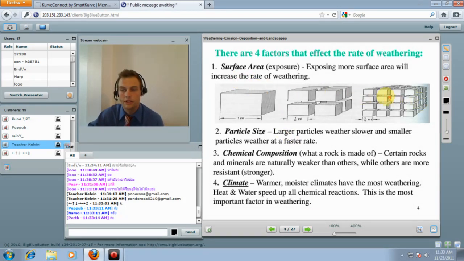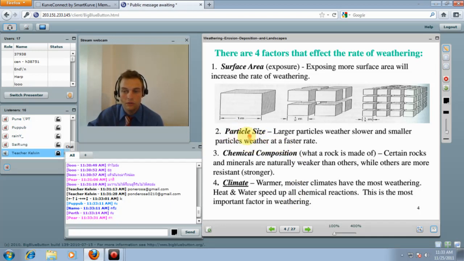Surface area affects weathering. The more surface area, the more weathering is going to happen. If you have huge particles, they're going to weather slower than a bunch of small particles, and again, this is because of surface area. I'm just going through these pretty fast so we can hopefully get through the whole lecture. I just want to revisit this so you're not coming in without knowing anything.